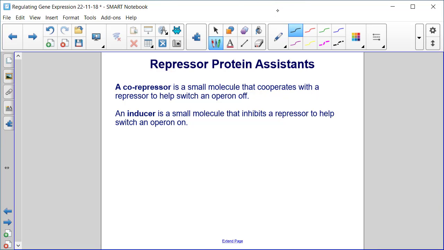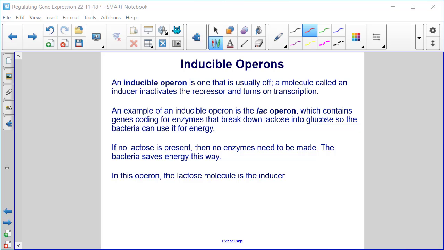Repressor protein assistance. A co-repressor is a small molecule that cooperates with the repressor to help switch an operon off. We just showed an example of that, right? The tryptophan molecule itself acted as a co-repressor, binding to the repressor to then allow it to bind to the operator and block the RNA polymerase. An inducer is a molecule that inhibits a repressor, so it stops that repressor from binding to the operator, and in turn helps to switch an operon on. So let's look at an example of that now.